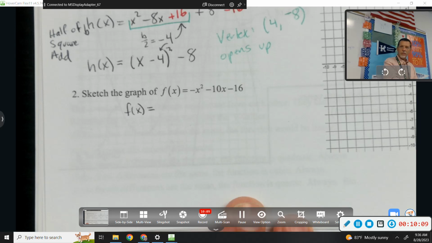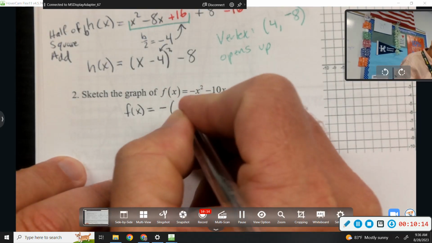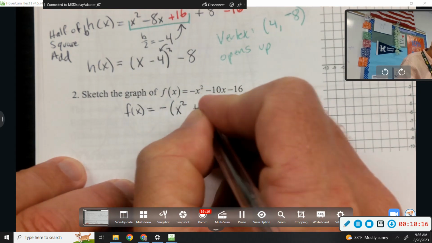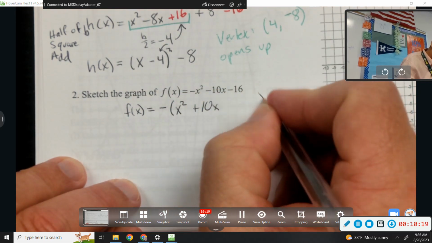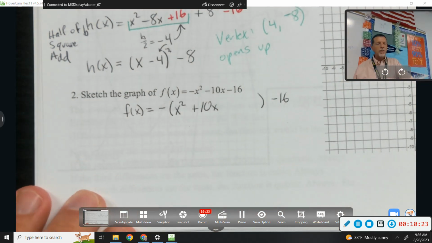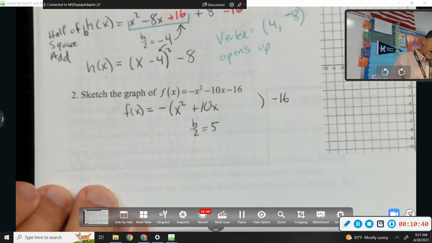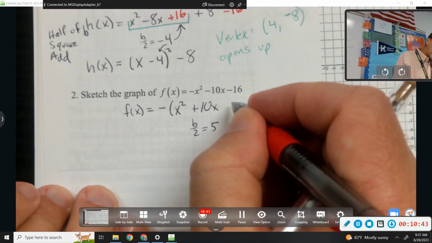I don't like doing complete the square with a negative out front, so I can fix that by taking out the negative. X squared plus 10x. And then this minus 16 I moved to the end, and I'm not really worried about it, so I don't have to worry about the negative for that one. So, Jacob, what do I want to take half of? The 10. So that's 5. I square it, I get 25.